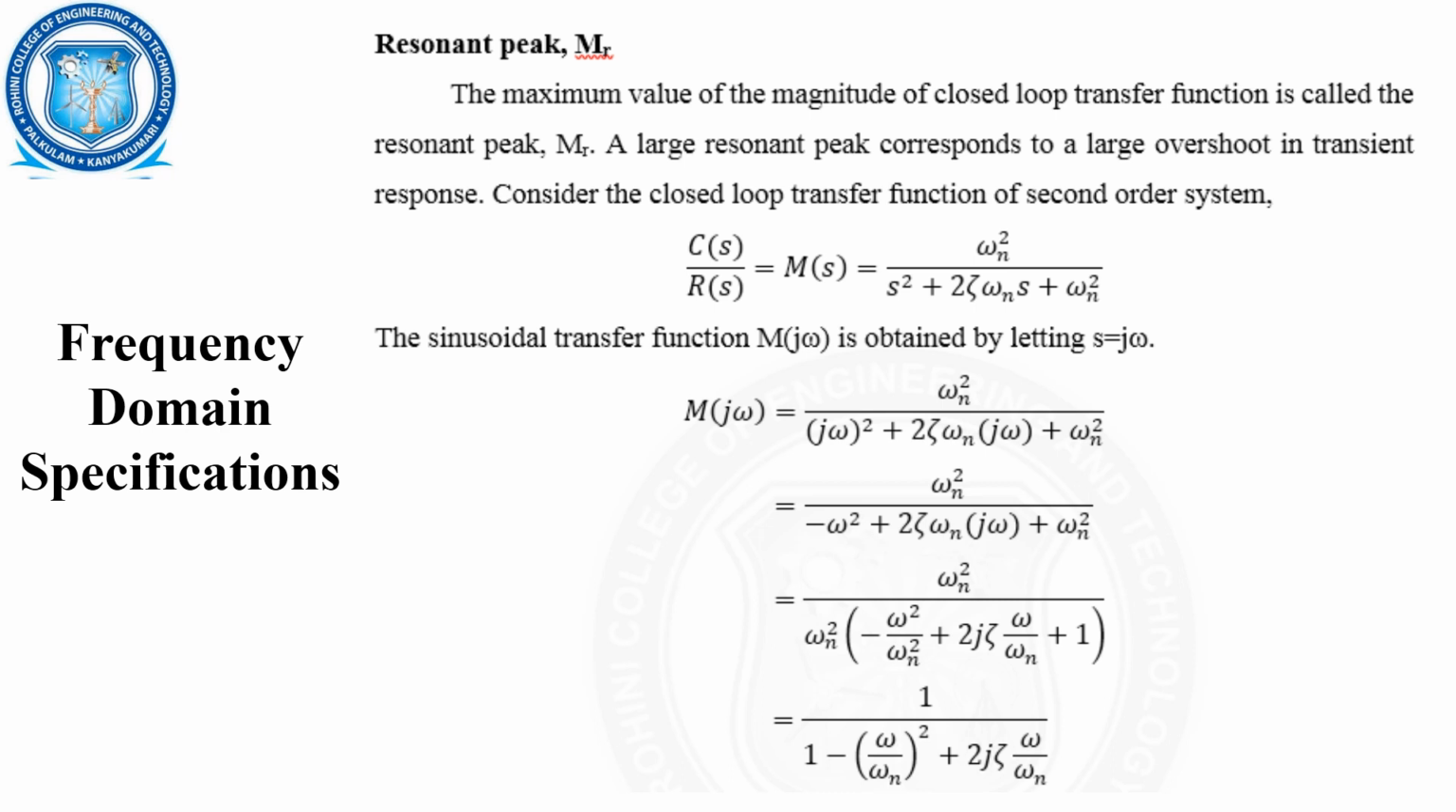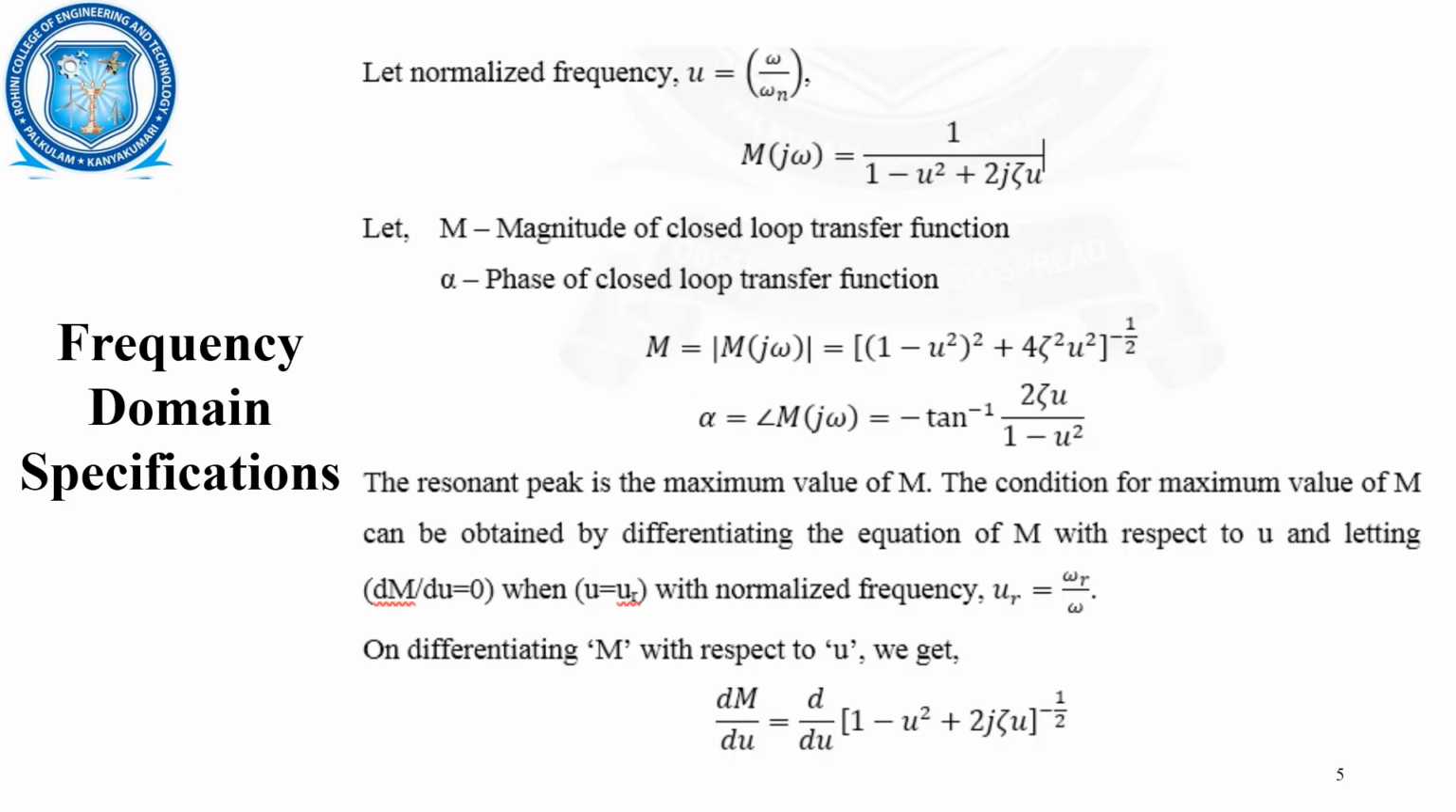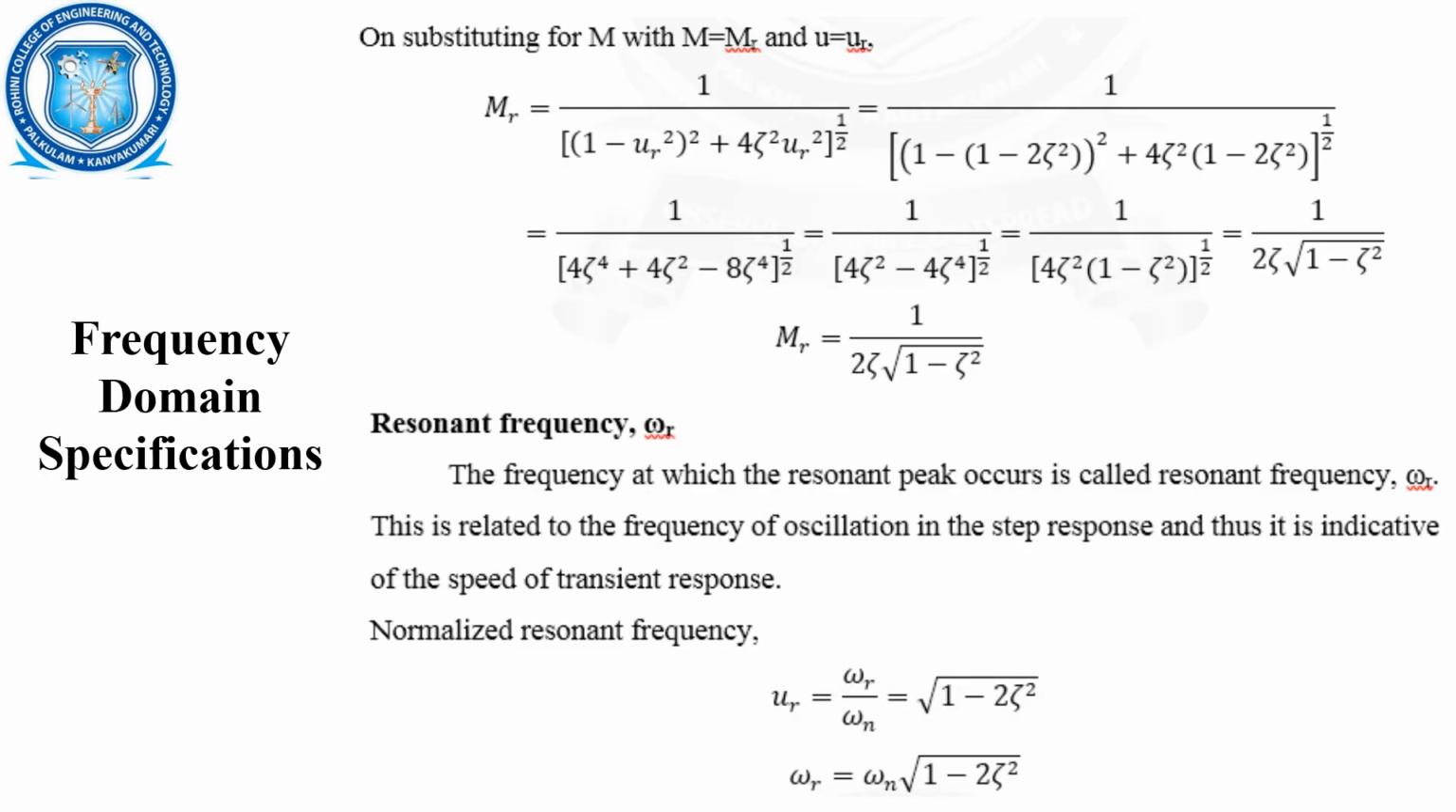So this omega n square and omega n square get cancelled, and this becomes 1 divided by 1 minus (omega by omega n) the whole square plus 2j theta omega by omega n. We know what the u formula is. u is equal to omega by omega n. So ur will be equal to omega r divided by omega n. Taking ur is equal to omega r by omega n and equating the value of ur, we get omega r is equal to omega n into square root of 1 minus 2 theta square. This is the resonant frequency value.